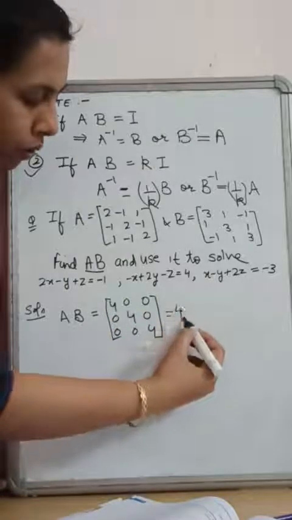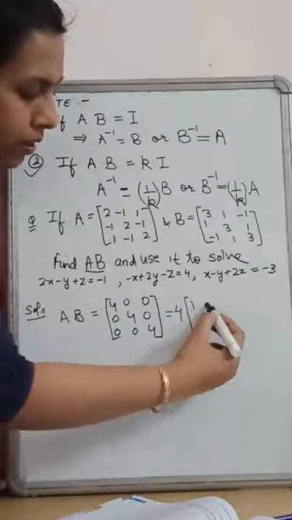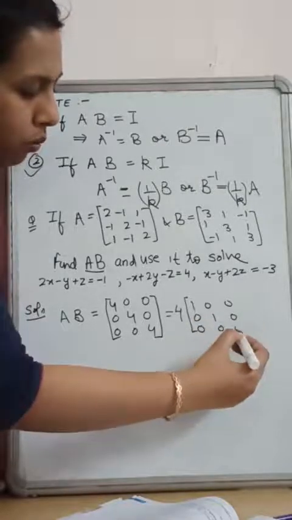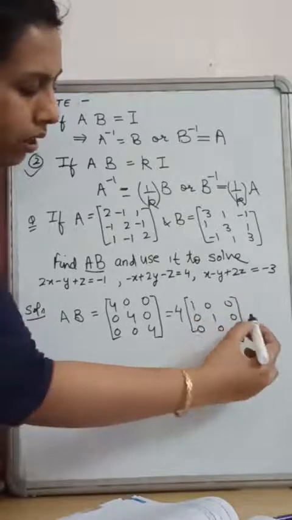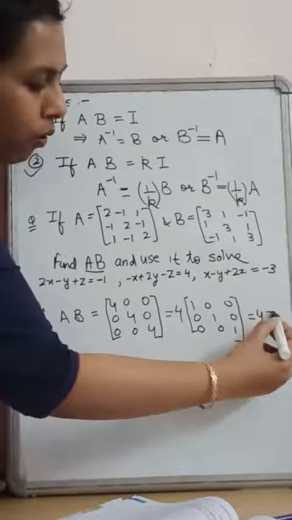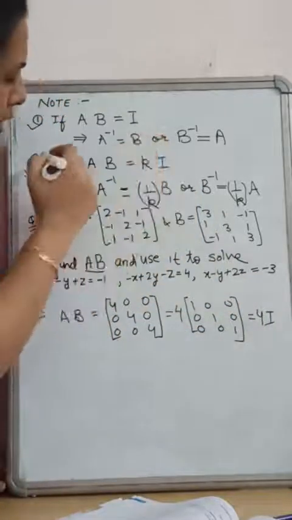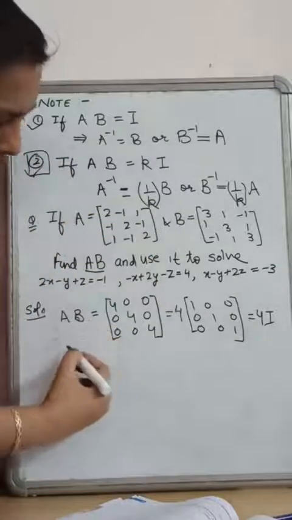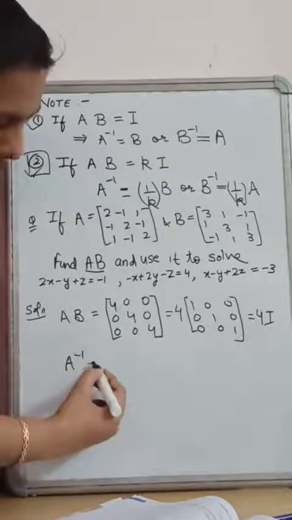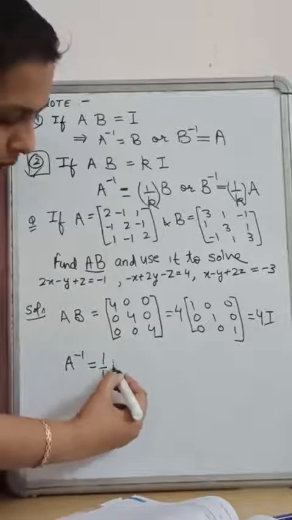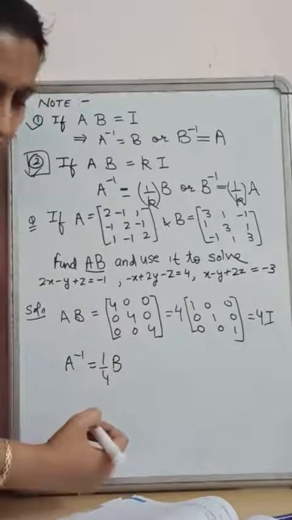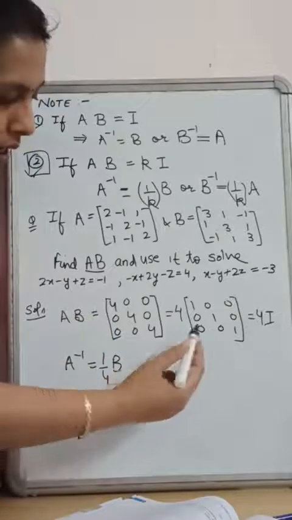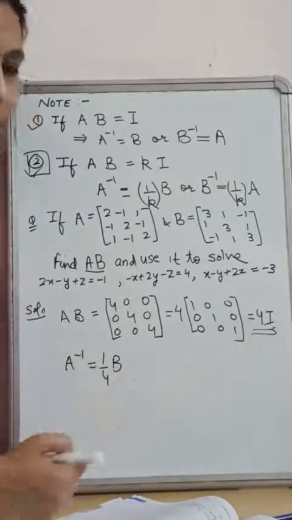When you take 4 common, you are left with 100, 010, 001. This is our identity matrix, so it is 4I. So according to this result, our A inverse can be equal to 1 upon 4 times B, because it is coming out 4I.